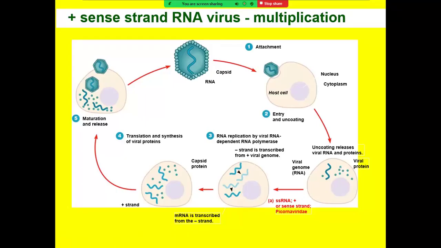It will then begin replicating itself, first making negative strand RNA, and then using the negative strand RNA as a template to make more of the positive genomic strand of the virion. Remember, the positive strand RNA genome can be read by the ribosome to make the viral proteins, especially the capsid proteins. And then the capsid proteins will self-assemble in maturation, taking in the viral genome, which is the positive strand here.